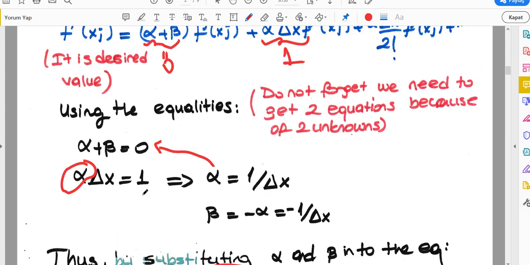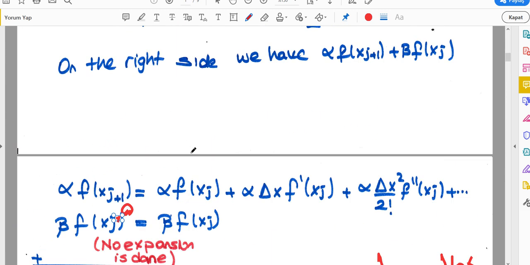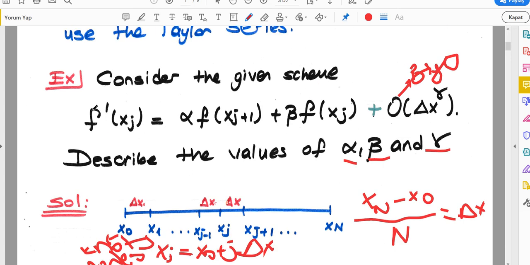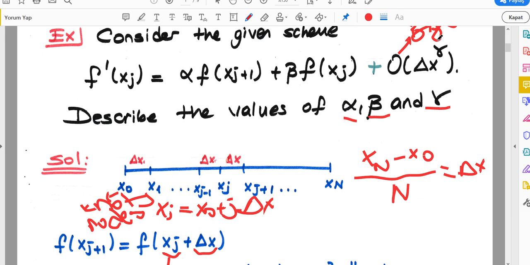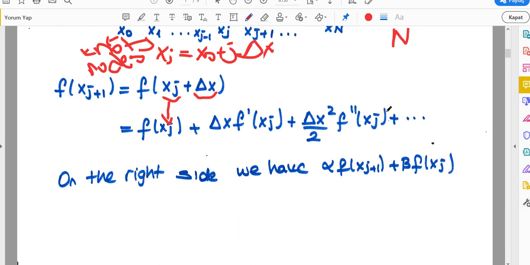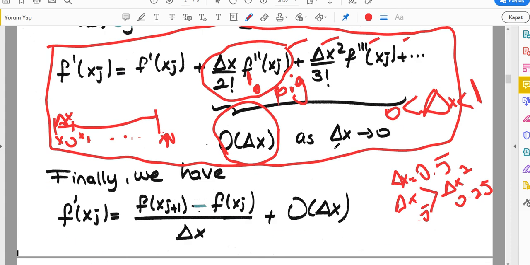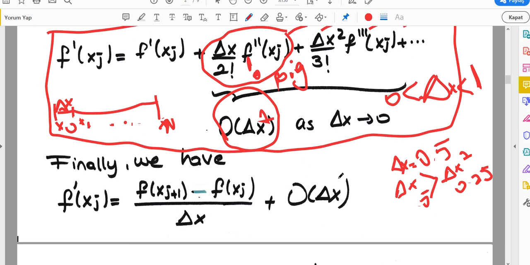Okay guys, I'm going back to the question again. And I have described from now on, alpha is 1 over delta x, beta is minus 1 over delta x, and plus big O of delta x to the power something. So the gamma is also described by using 1. So here the power is 1. This is an important number because this number denotes the order of the approximation.